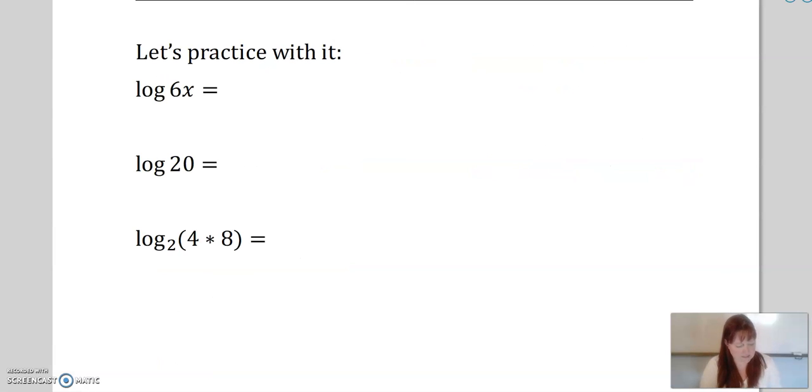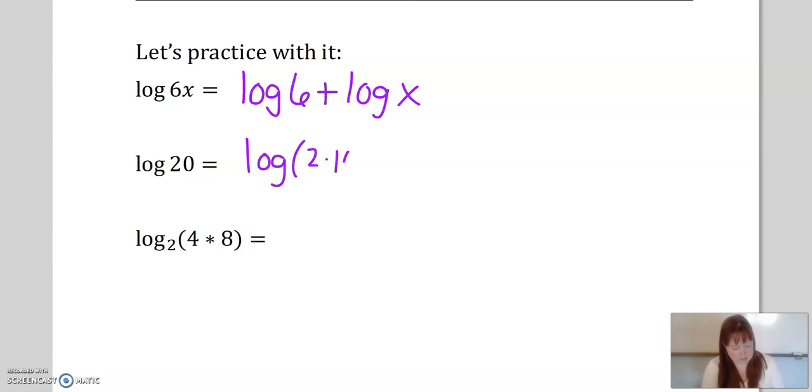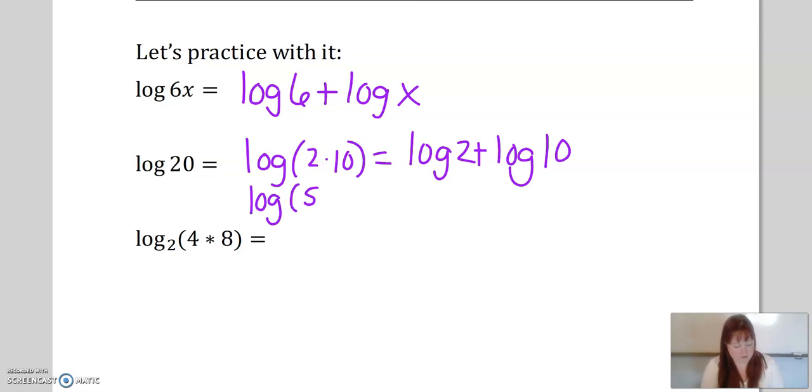Okay, so let's practice. Log of 6x would be the same as log of 6 plus log of x. It's really that easy. Now I want you to recognize that that's log base 10, so I keep it log base 10, okay? Log of 20, well, I can rewrite this in a couple of ways. I could say this is the same as log of 2 times 10, so then it's the same as log of 2 plus log of 10. Or I could rewrite this as log of 5 times 4, and I could say this is the same as log of 5 plus log of 4.